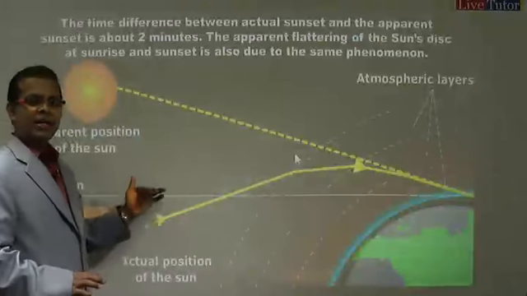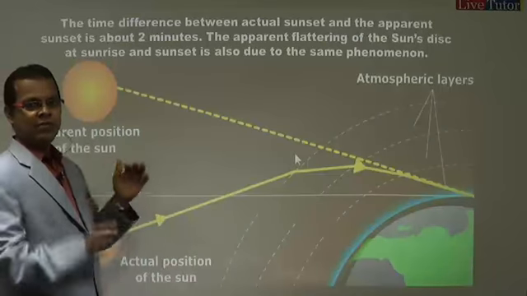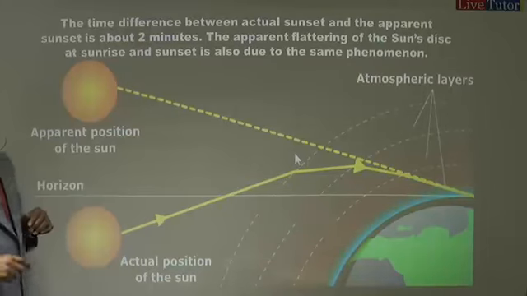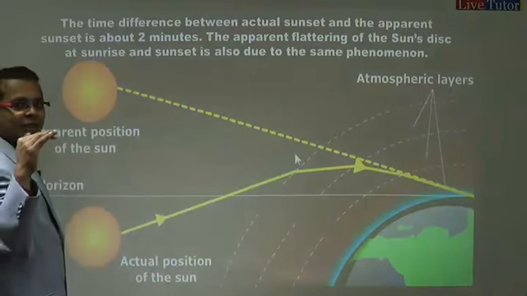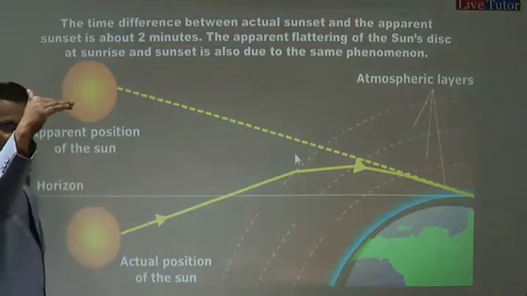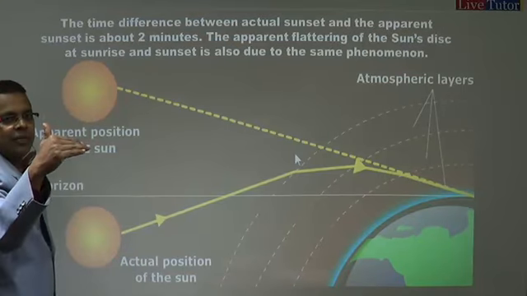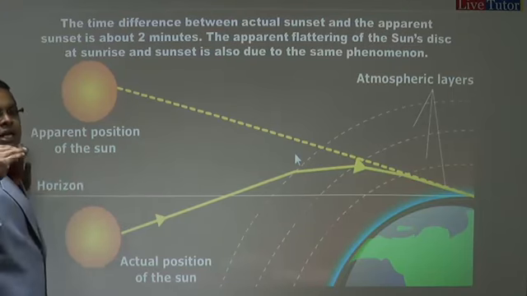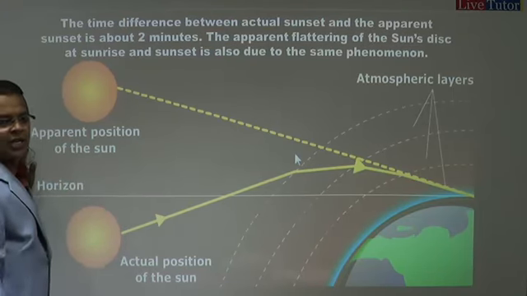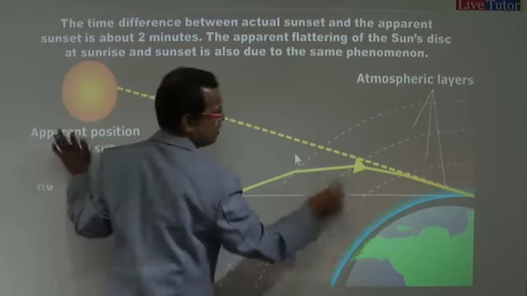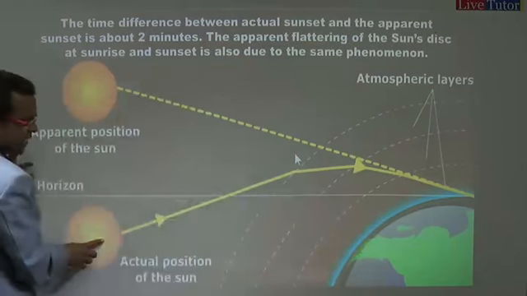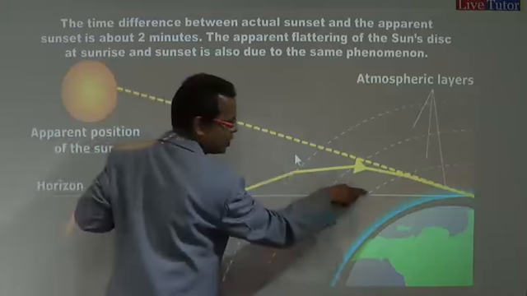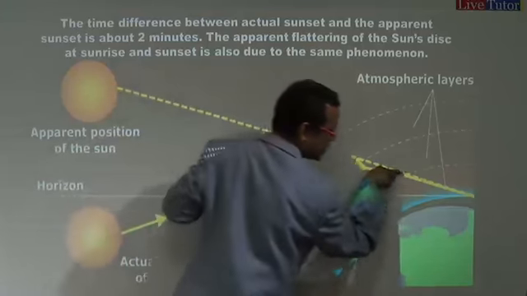And similarly, in the sunset also, the time difference between the actual sunset and the apparent sunset is about 2 minutes. Right? And that apparent flattening of the sun disk when it is just hiding in the horizon is also due to the same phenomenon, atmospheric refraction. Because of these different layers of the atmosphere, when the light is entering here, it will bend towards the normal, again towards the normal, again towards the normal.